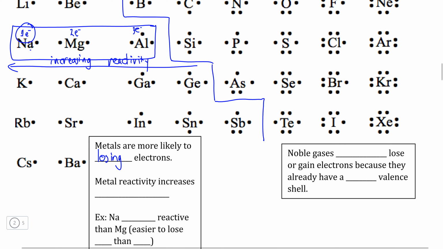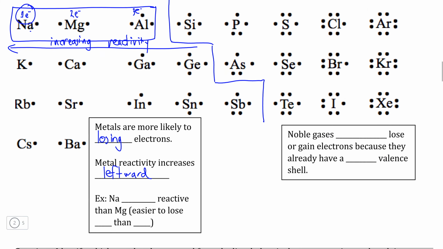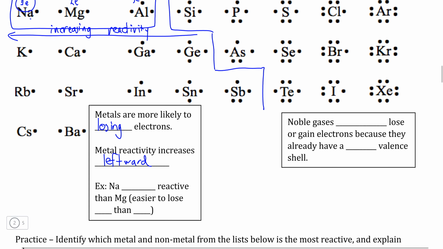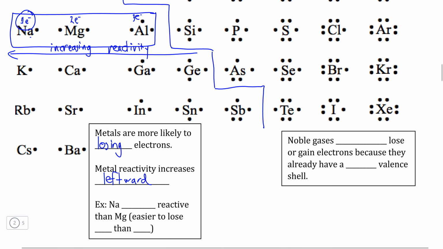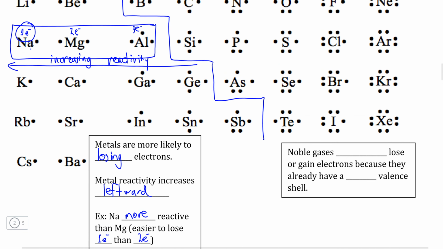So what we can see is that metal reactivity increases leftward alongside the periodic table, specifically when we're referring to the metal side. So because sodium here has fewer valence electrons than magnesium or aluminum, we can say that sodium is more reactive than both of them, because losing 1 valence electron is easier than losing 2 in the case of magnesium, or definitely 3 in the case of aluminum.